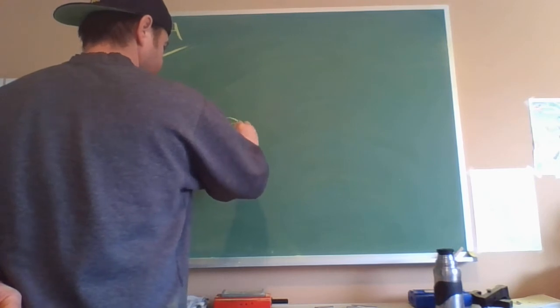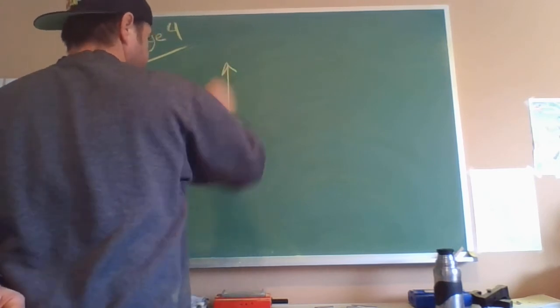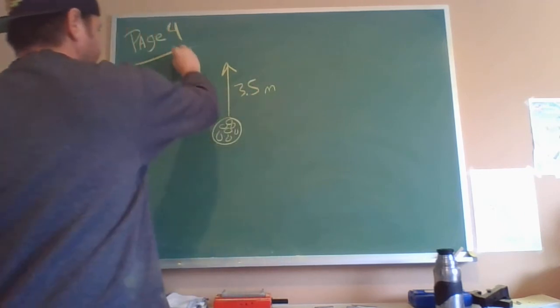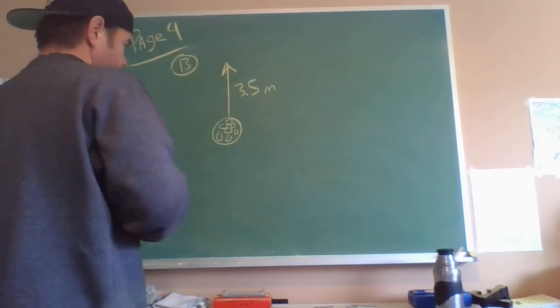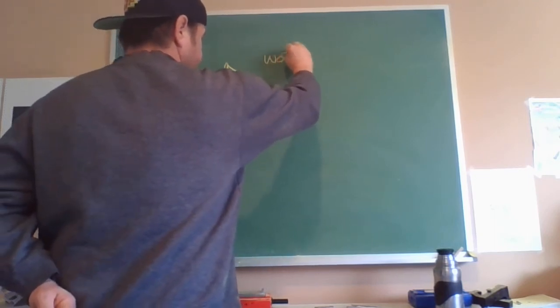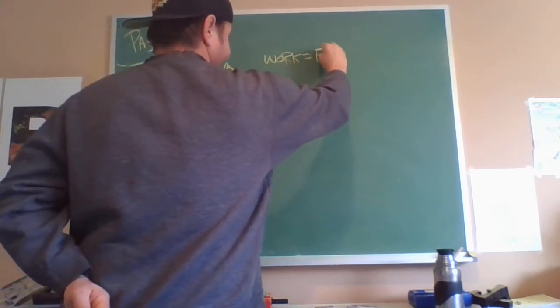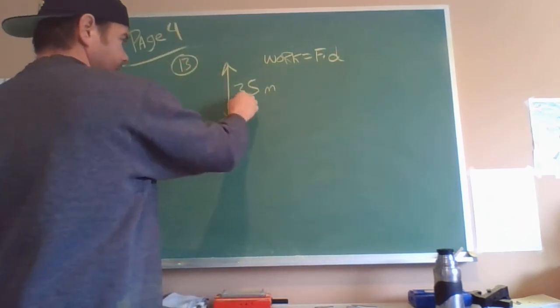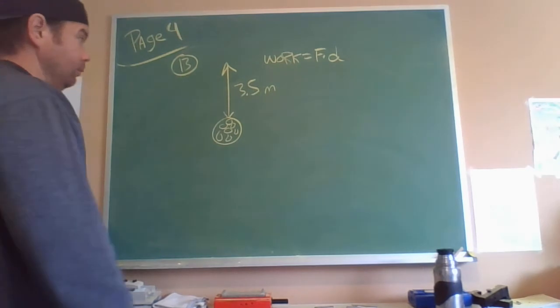There's potatoes, right? Okay, we're trying to lift this vertically a distance of 3.5 meters. Okay, so 13. All right. Okay, so work is force times distance. Okay, we know the distance. We're trying to lift this sack of potatoes a distance of 3.5 meters.